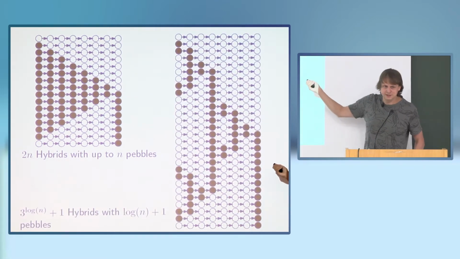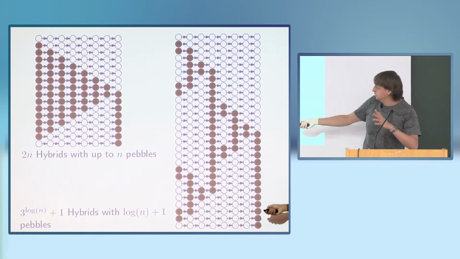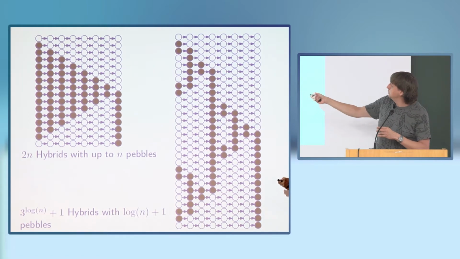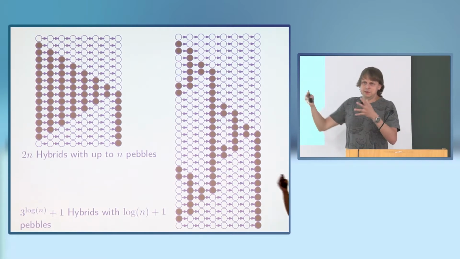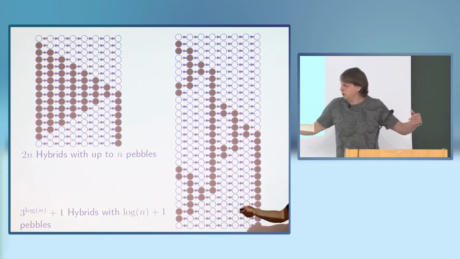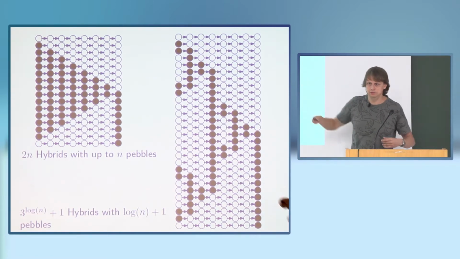There exist strategies that are recursive. I'm not going into it, but instead of using n pebbles, you can actually do it with log n plus 1 pebbles. And it's a recursive thing, right? So you put the pebble here, then you keep it, then you use another, put the pebble here, then you unpebble this one, and by doubling the number of nodes, you just need 1 pebble more. The number of hybrids grows, but only to something like 3 to the log n, which is polynomial.